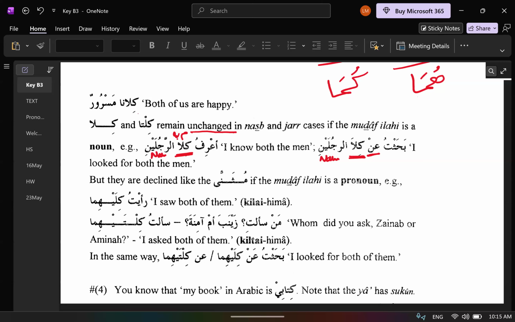Okay, so let's continue. But they are declined like the musanna if the mudaf ilayhi is a pronoun. For example, ra'aytu kilayhima. I cannot say ra'aytu kilahuma. No, that will be wrong. So that's a small point. I saw both of them. Sa'altu kiltayhima. Man sa'alti, who did you ask? Zainaba am Aminata. Who did you ask, Zainab or Amina? Sa'altu kiltayhima. I asked both of them. So I cannot say Sa'altu kilahuma.